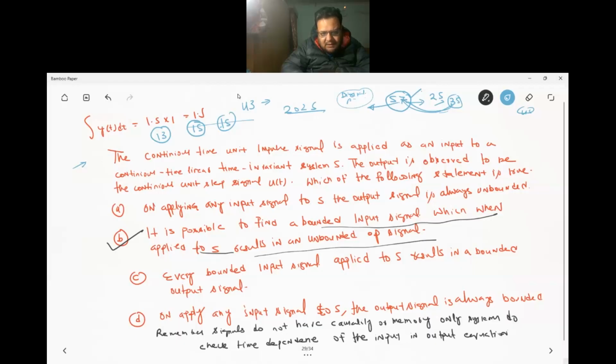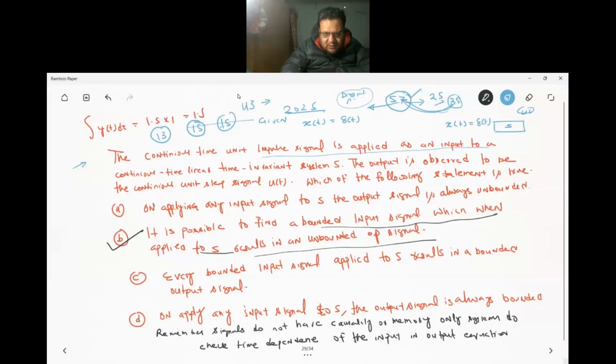Now let's listen here. The continuous time unit impulse signal is applied as an input to a continuous time linear time invariant system. So what does it say? The continuous time unit impulse signal. So your x of t, your input, is your impulse. This is given, and it is applied to a linear time invariant system. So this is your system, and your input x of t is equal to delta of t, the impulse signal.